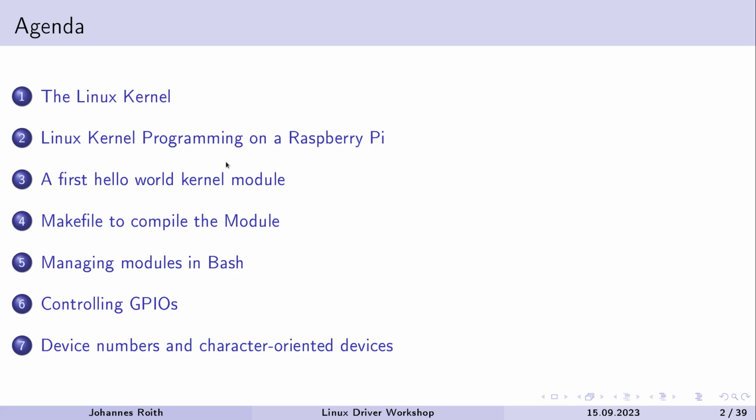Then we will write a first Hello World kernel module, and in order to compile it, we need a Makefile, which we will create in the next step. Then, in order to insert our kernel module, we need some bash utils to do so. Drivers are mostly about accessing hardware, so we will control some GPIOs in this session today. And last but not least, we want an interface to access our driver from userspace, and therefore we will use device numbers and character-oriented devices.